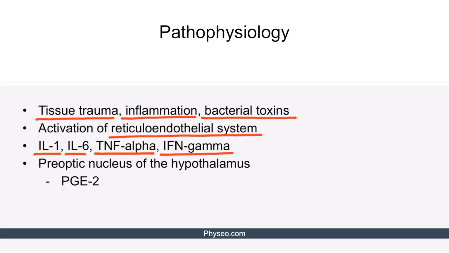So those cytokines affect the preoptic nucleus of the hypothalamus, and that increases prostaglandin E2 release. So you activate the hypothalamus, you get this prostaglandin E2 release, and it's that prostaglandin E2 that increases the hypothalamic temperature. So that set point increases and the patient has a fever.